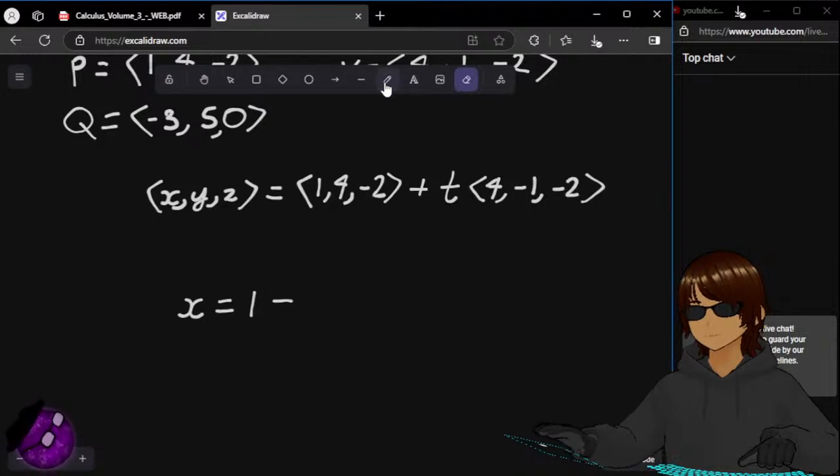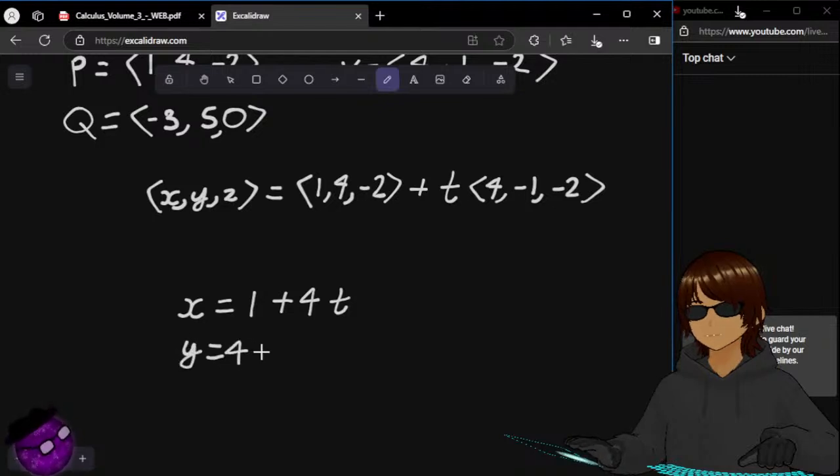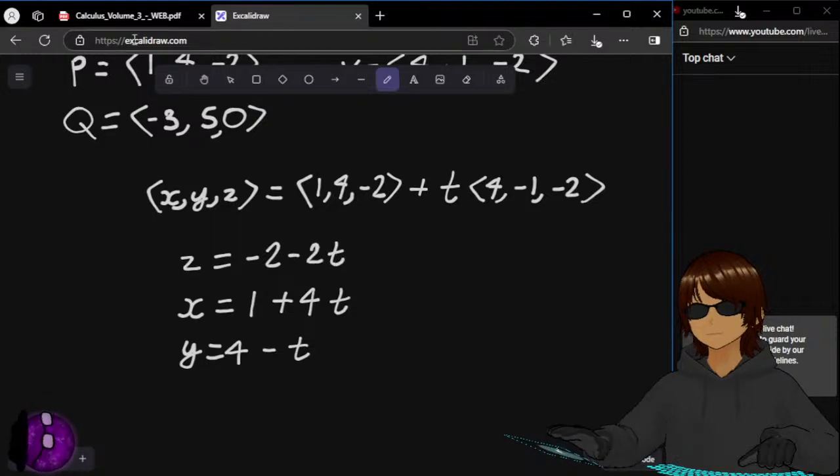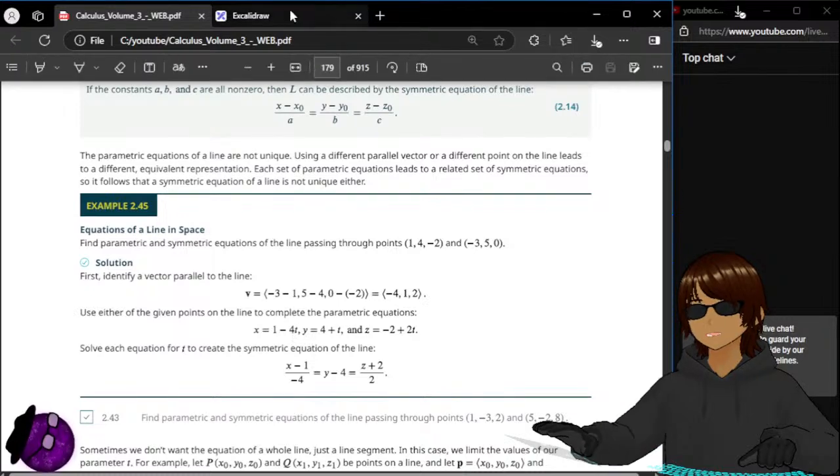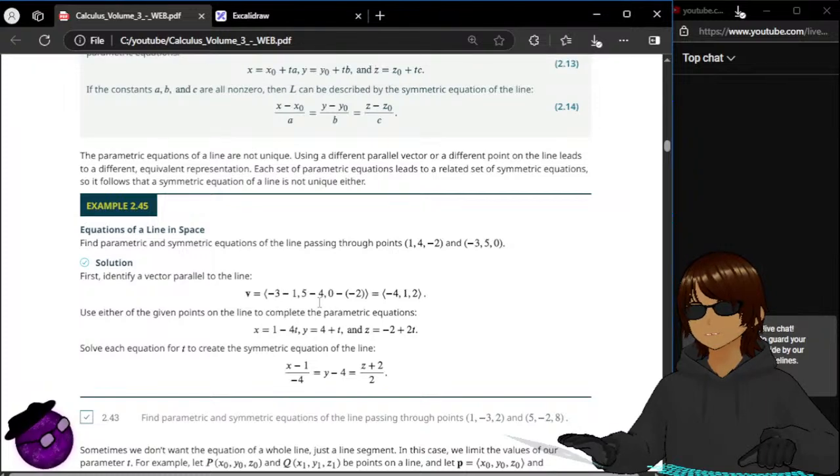Then I think 4t. Then y is equal to 4 minus t. Then z, let's just put z here. Z is equal to minus 2 minus 2t. Let's see. But I think they must have done q minus p instead of p minus q.